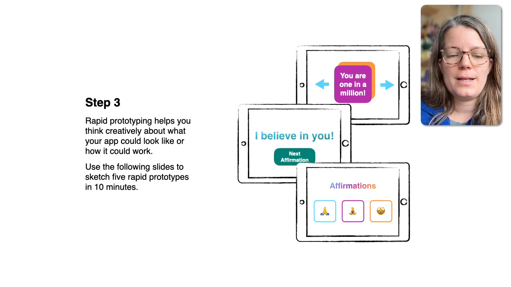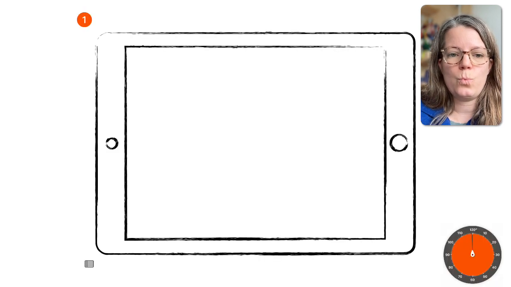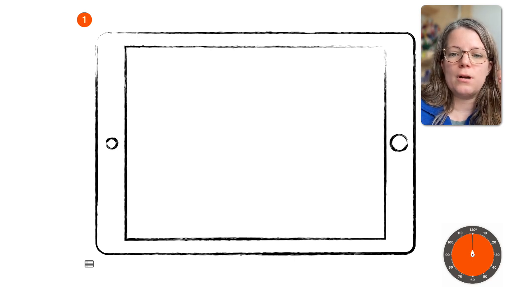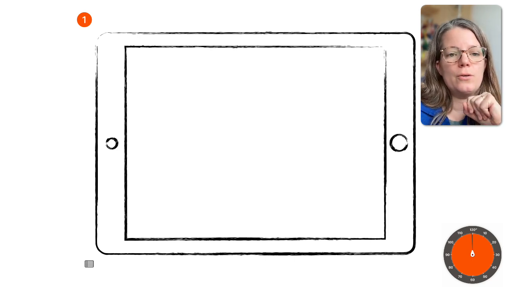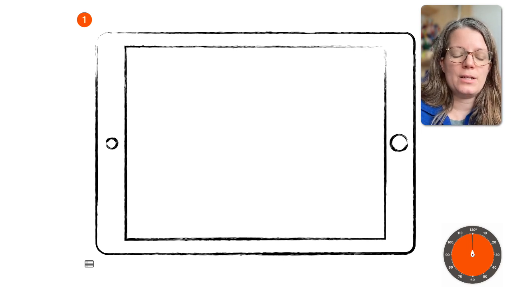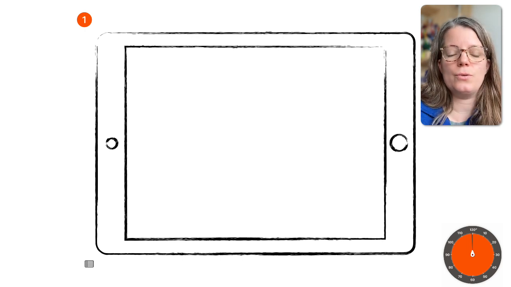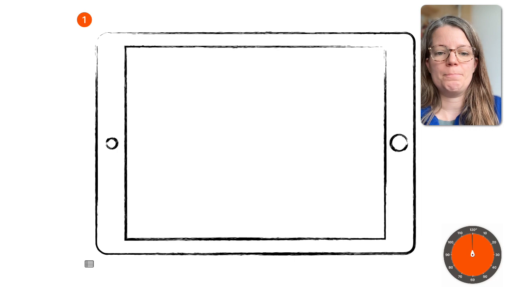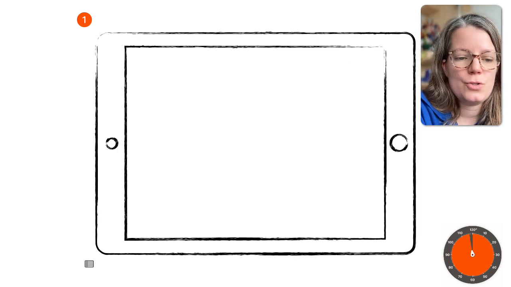All right, let's start with the first one. Okay, so 2 minutes and you can start drawing what you think your screen should look like. Again, you can draw with your finger, or with a pencil, or just on paper. 2 minutes to draw.